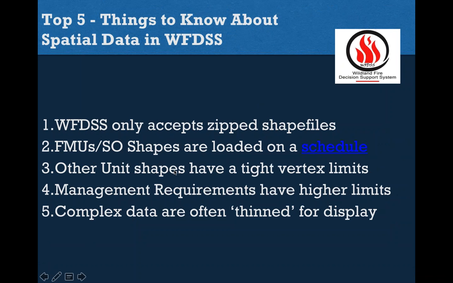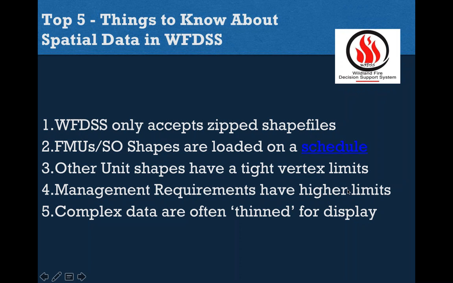Okay, back to our top five. Number three is that other unit shapes have tight vertex limits, 25,000 vertices. Management requirement shapes have higher limits, 75,000. Those are the two that really sometimes get tricky to work with. If you're above that limit, there's a couple options, and we can chat more about that later. Basically, you have an option to thin the data, and so remove some of those points while still keeping the geometric integrity of the line. So that's an option. The other option is that you could split the layer into multiple individual layers.